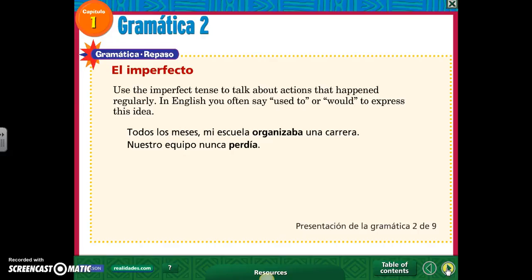We use the imperfect tense to talk about actions that happened regularly in the past. So in English, the translation would probably be something like used to verb or I would verb. Like every day I would walk to the bus stop, I used to eat crayons when I was a kid, etc. Unos ejemplos. Todos los meses mi escuela organizaba una carrera. Every month, my school used to organize a race, or would organize a race.